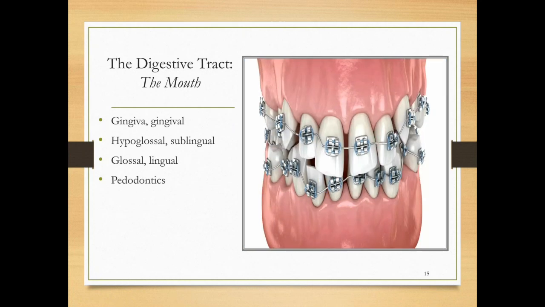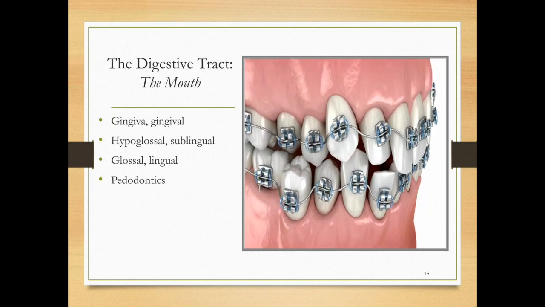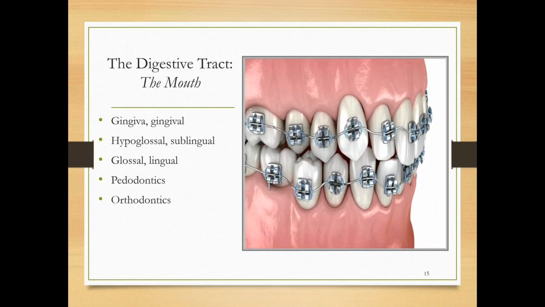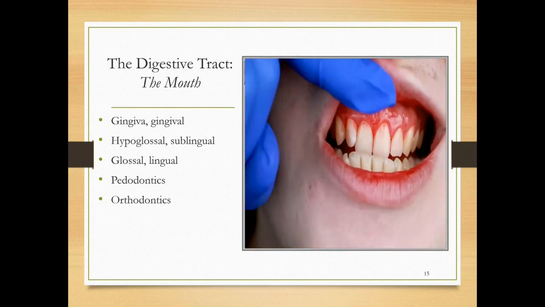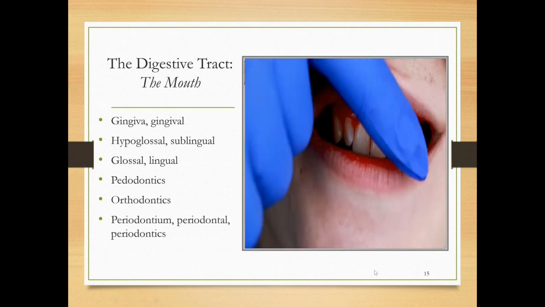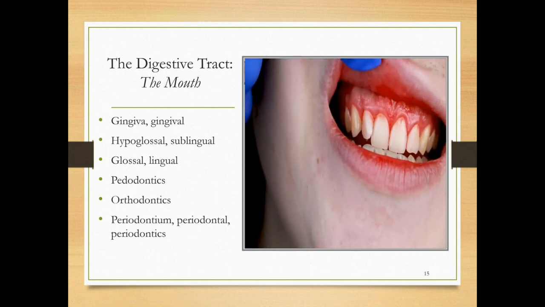There are a number of branches of dentistry. Pedodontics deals with the teeth and mouth of children. Orthodontics is concerned with tooth alignment and associated facial problems. Periodontics deals with the study and treatment of the periodontium, the tissue that anchors teeth. Periodontal means pertaining to the periodontium.